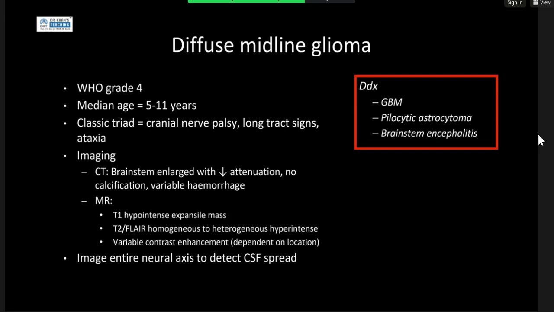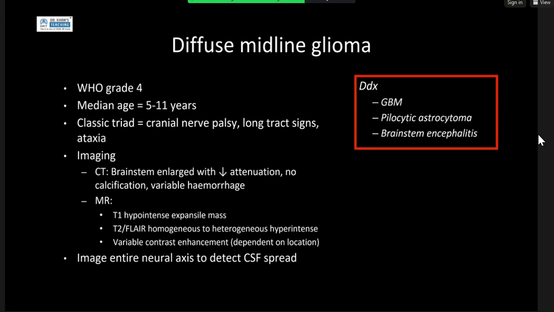Things to think about. I put in GBM, but to be fair, a glioma is a glioma. GBM is your classic one you think of, with thick, heterogeneously enhancing rim and central necrosis. It doesn't really look like that. I put in pilocytic astrocytoma because we always have to think about that in the posterior fossa, but often they are a bit more cystic with a solid component, and not as solid as we see here. And the other thing is that if it doesn't quite make sense, you have to think of something like a brainstem encephalitis. So is it an infective cause?